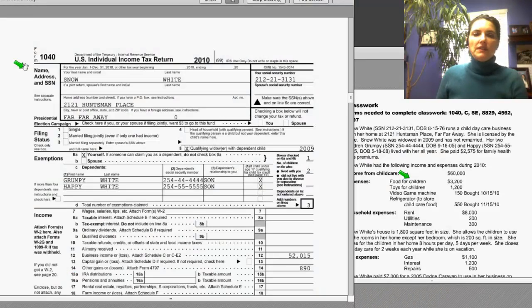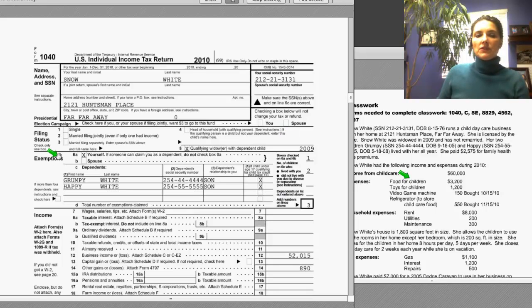So I have up in front of you now the answer key for Snow White's tax return, and we're looking at her Form 1040. The first thing I'm going to point out is that her filing status is qualifying widow or widower, in her case widow with dependent child. She lost her husband in the earlier year, 2009, so she enters the year of death of her spouse on the space provided next to line 5, and she checks the box on line 5.